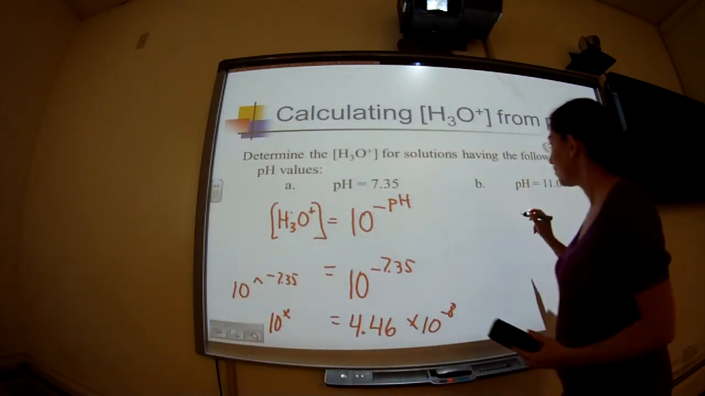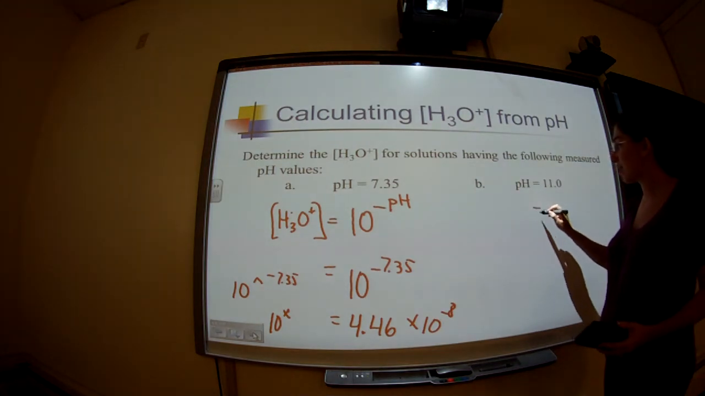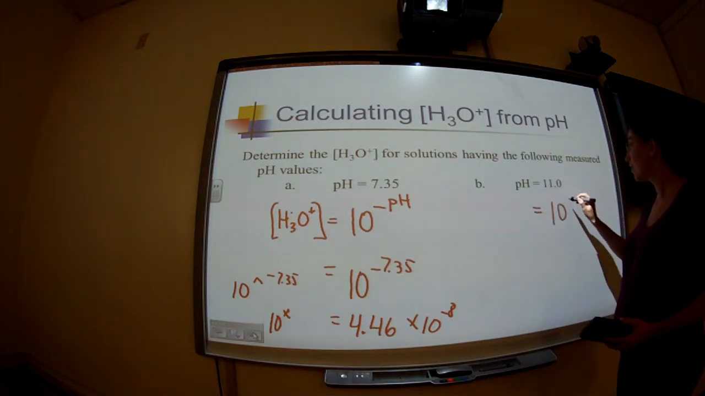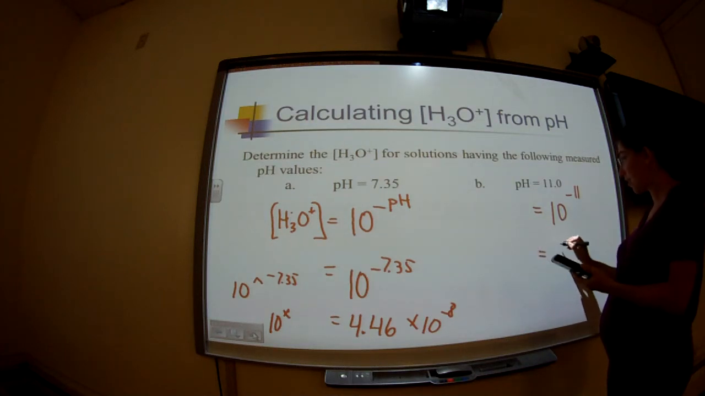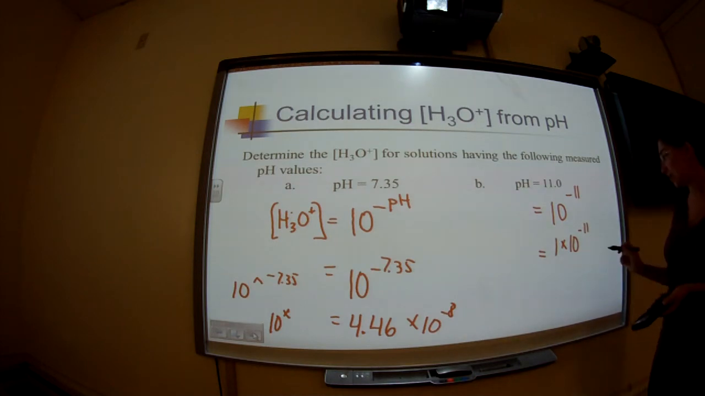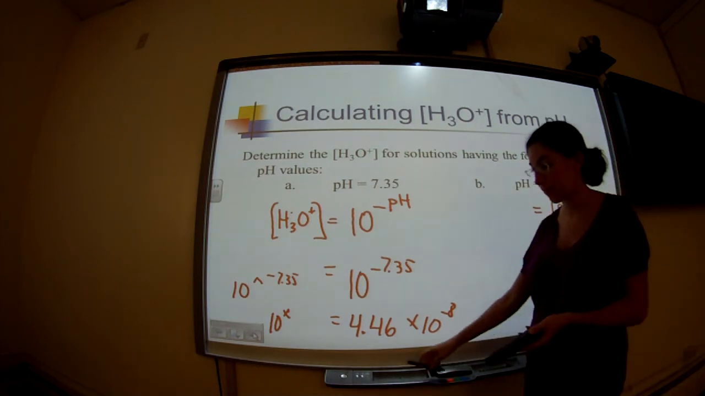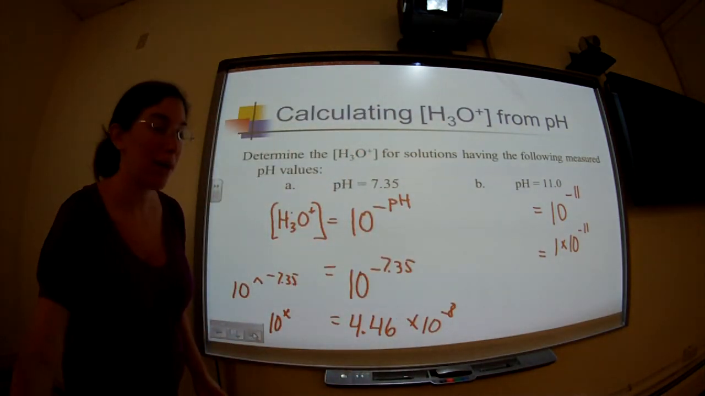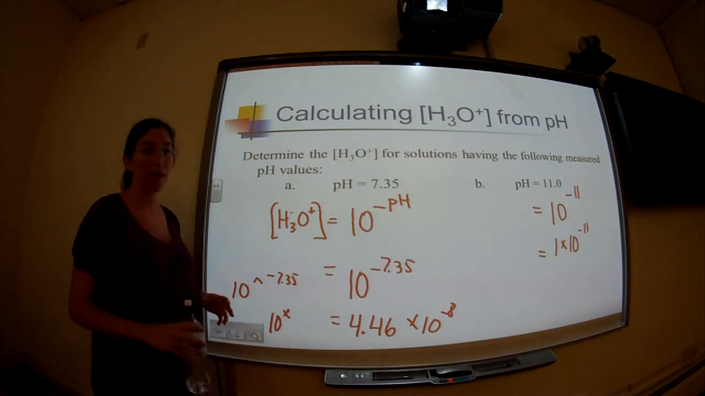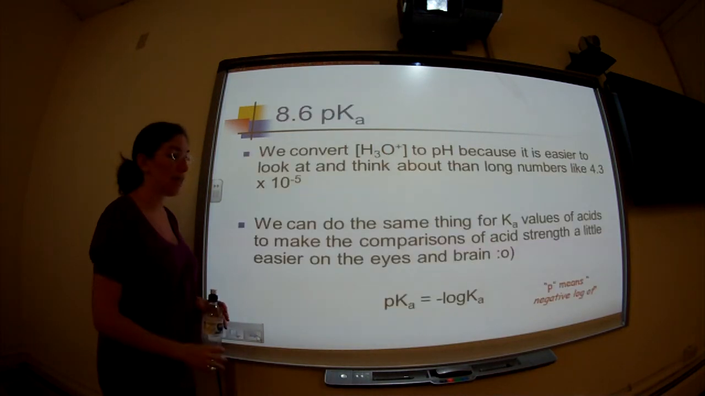So then for this problem, the hydronium ion concentration would be 10 to the negative 11. Type that into my calculator here, to the negative 11. And I get a hydronium ion concentration of 1 times 10 to the negative 11. Okay, 1 times 10 to the negative 11. So that is calculating pH from hydronium ion concentration and calculating hydronium ion concentration from pH. Okay?